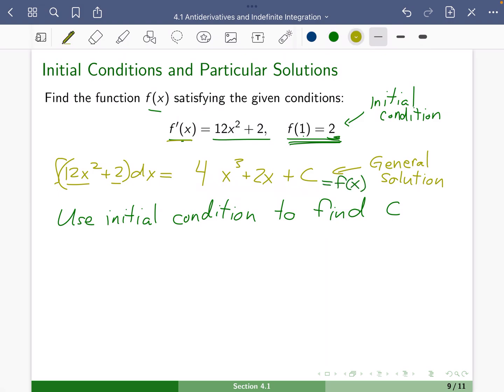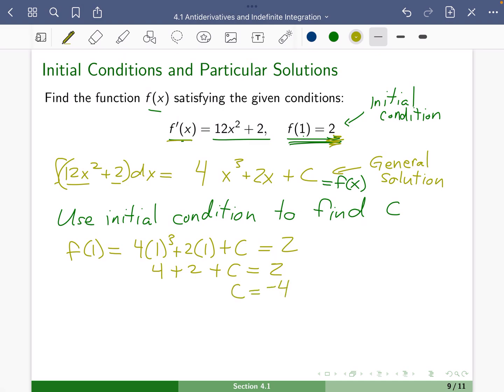And so when we plug in 1, f of 1 is going to be equal to 4 times 1 cubed plus 2 times 1 plus c. We want that to have an output of 2. So 4 plus 2 plus c is equal to 2. And then we would solve that and get c is equal to -4. Are we done? Not quite. Now we need to just put it all together.